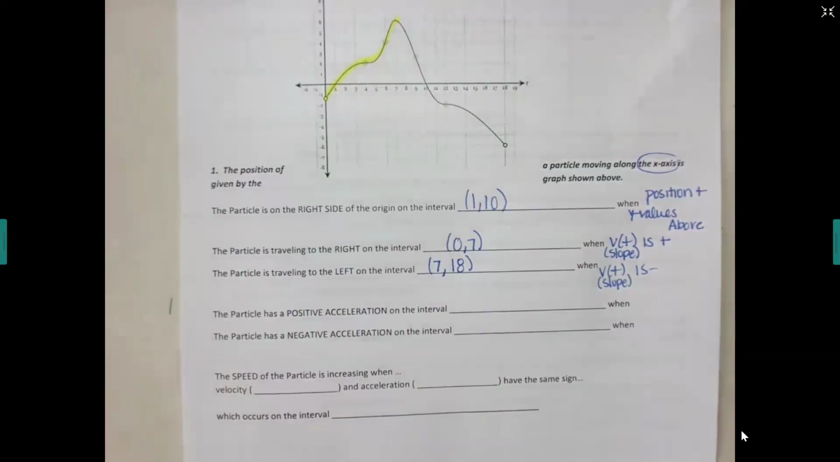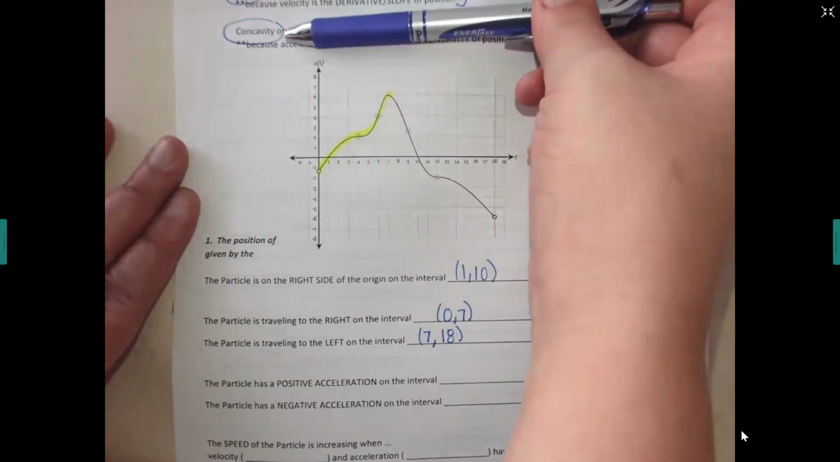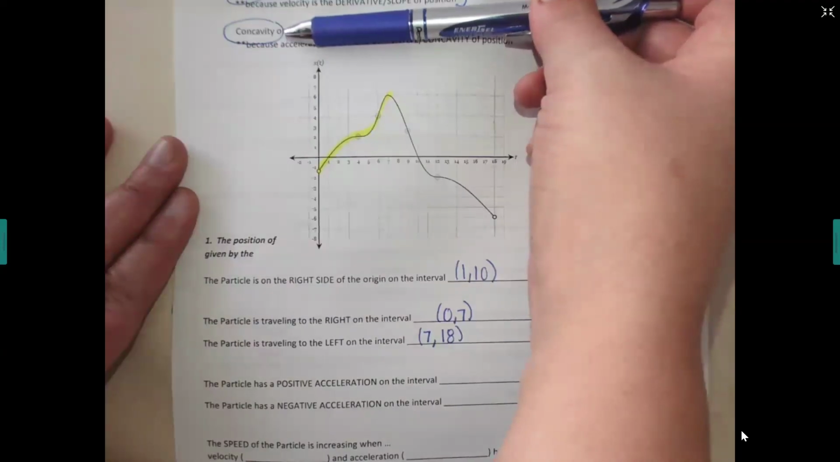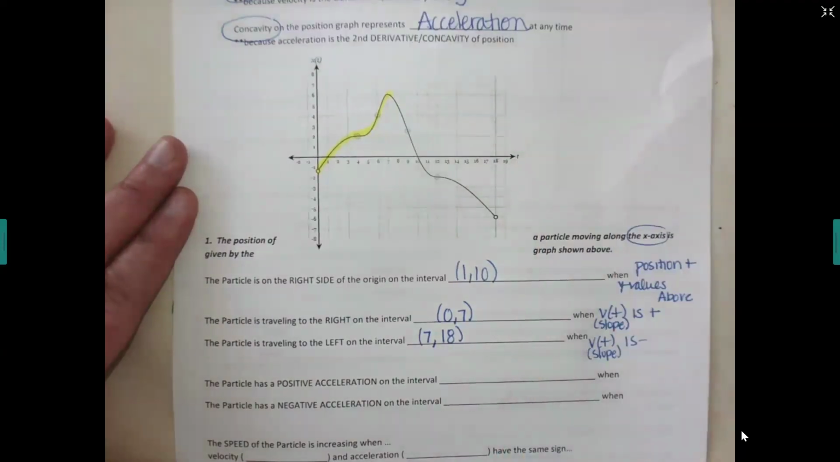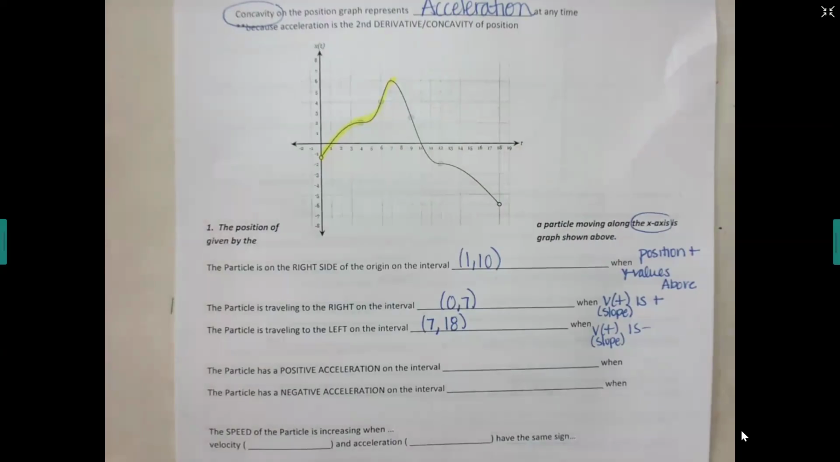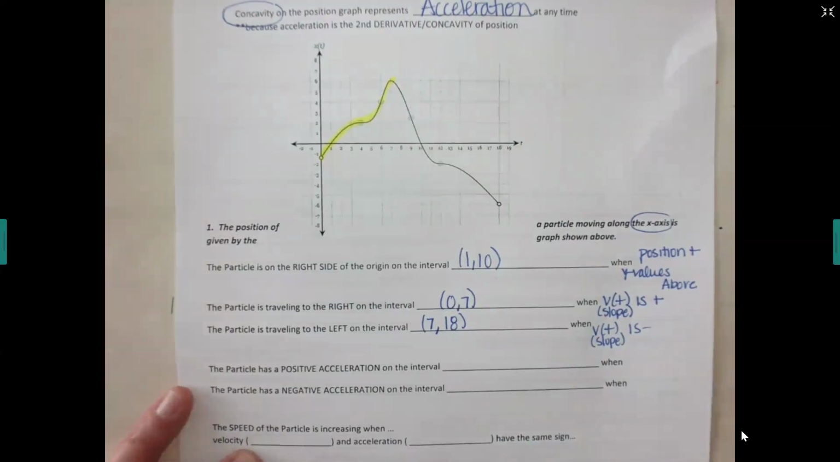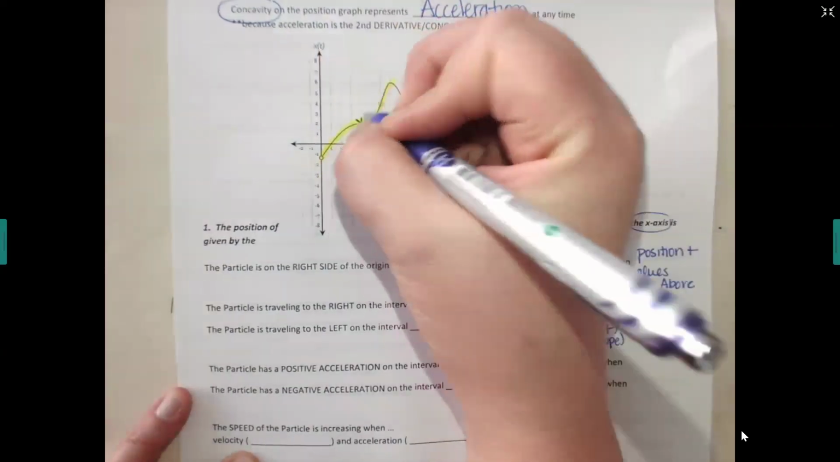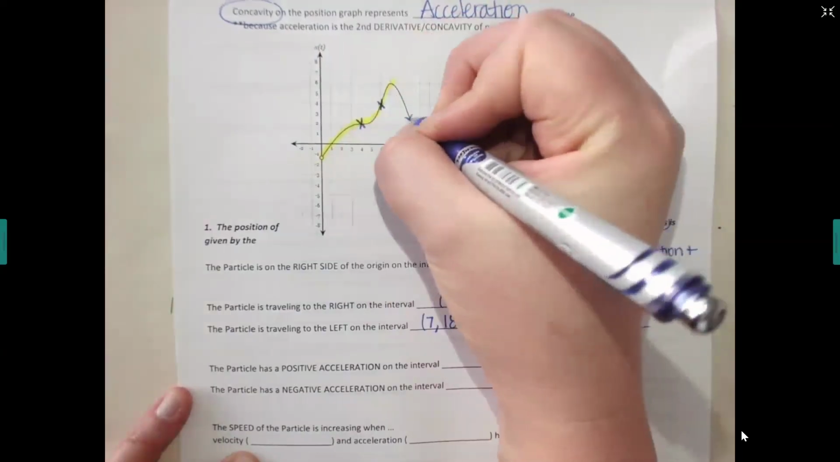Okay, next we want positive acceleration. Acceleration, look back up here at the top. Acceleration is the second derivative, which is the concavity. Now, because it's kind of hard to tell where the bends in the graph happen for concavity, they're going to give you those little dots to sort of break it down. So everywhere that you see this circle on your Delta Math, that means the concavity changes.